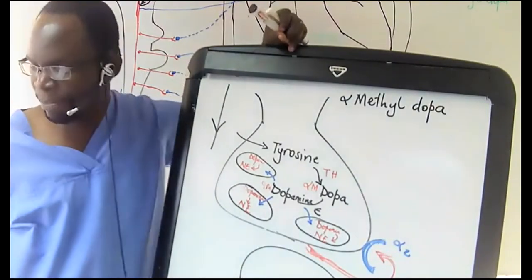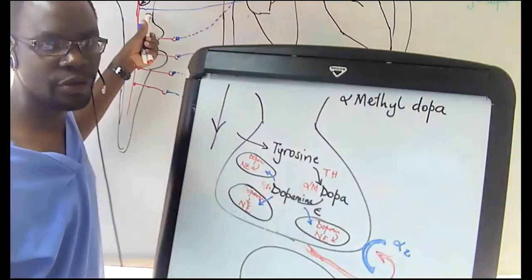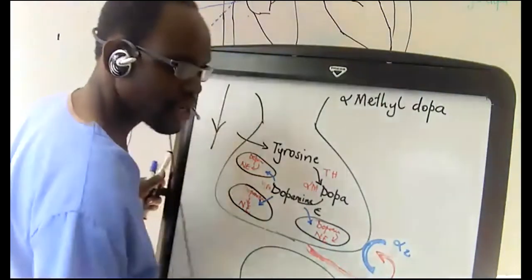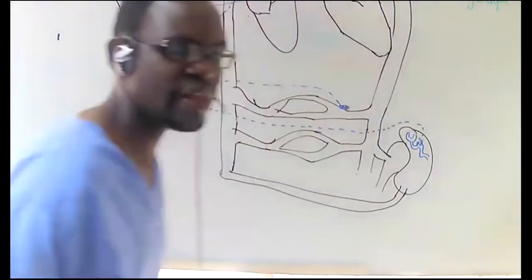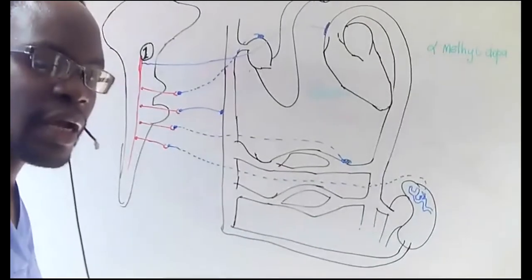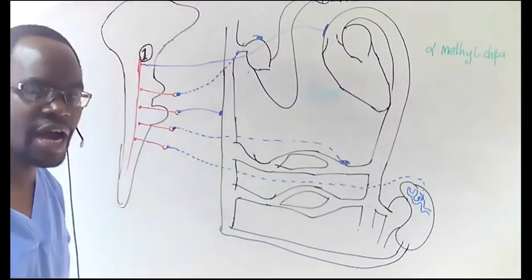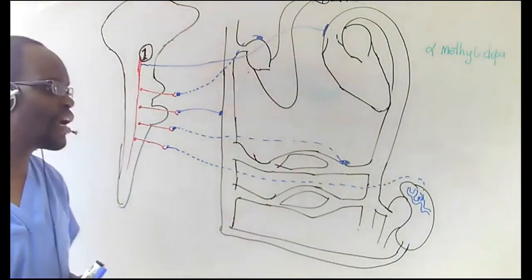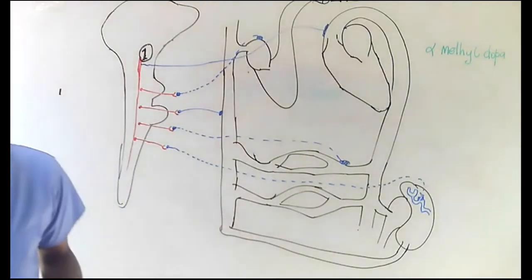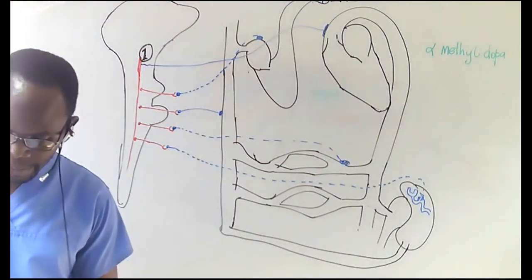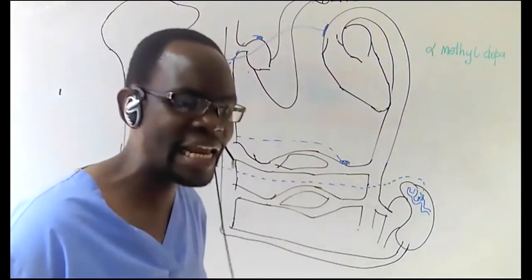So basically, that is what happens with the centrally acting alpha sympatholytic drugs. They basically cause the stimulation of alpha-2 receptors, which are inhibitory in nature. So that is what happens at the molecular level.